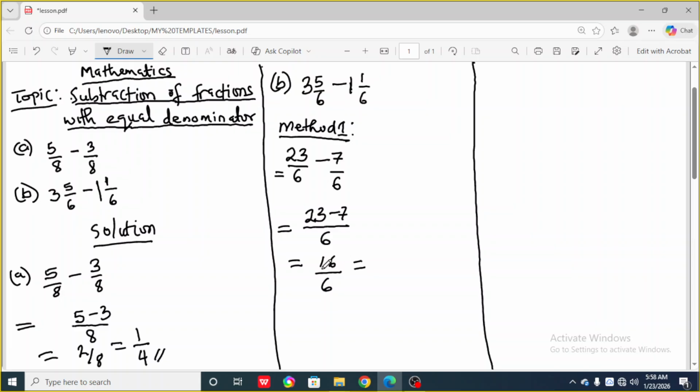There is a number that we divide 16 and 6 by, and that number is 2. So 16 divided by 2, we are having 8, and 6 divided by 2, we are having 3. So we come to have 8 over 3, and 8 over 3 is also known as an improper fraction.